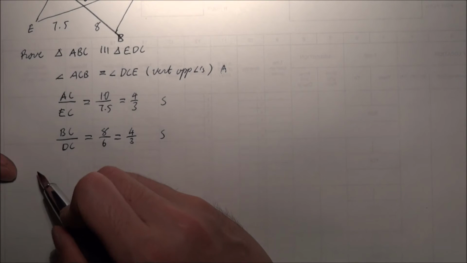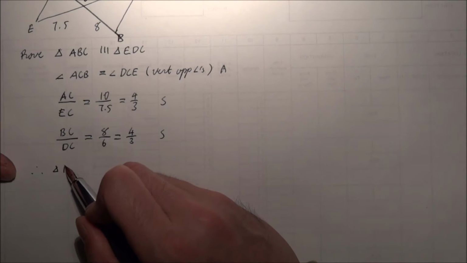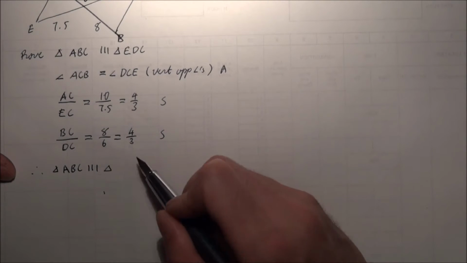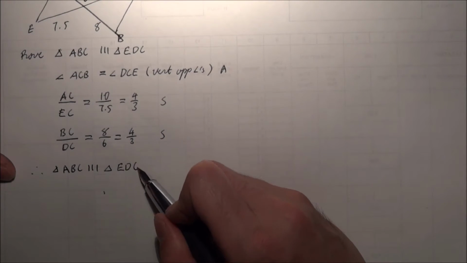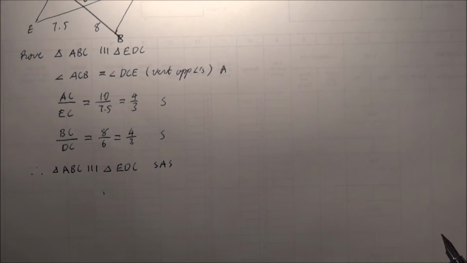So in this case, we can say, therefore, triangle ABC is similar to triangle EDC because SAS.